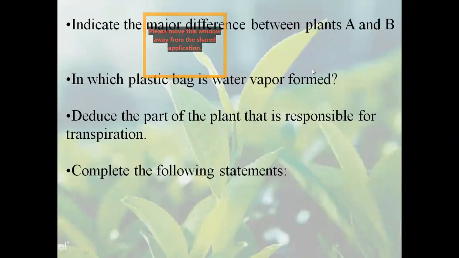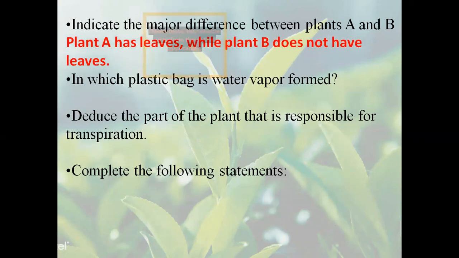So what is the difference between the two plants A and B? The difference is the same as the variable factor. So what is the variable factor? Plant A has leaves, while plant B lacks the leaves.